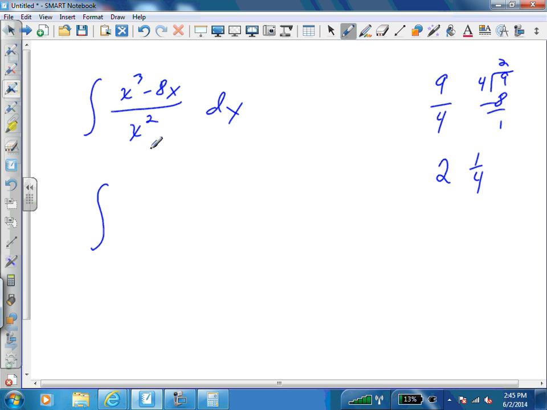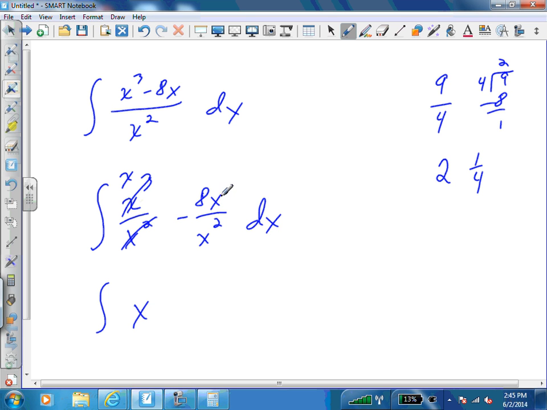Now, if this would have been a binomial on bottom, we would basically have to use long division to divide that out. Since we have a monomial, we can actually do this shorter. To divide this out, we take each term divided by the denominator. We can simplify that. X squared over x cubed reduces, leaving us x. This simplifies, leaving us 8 over x.